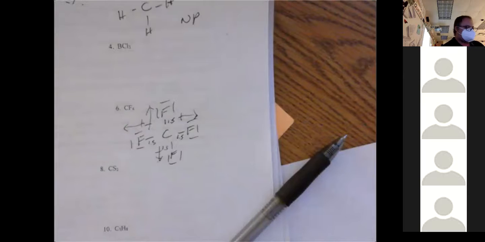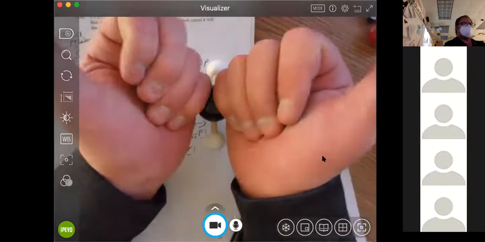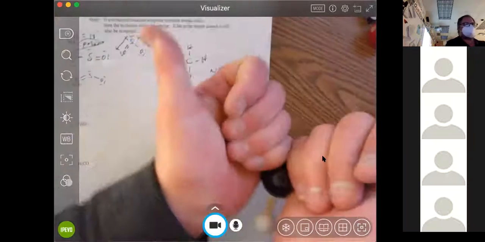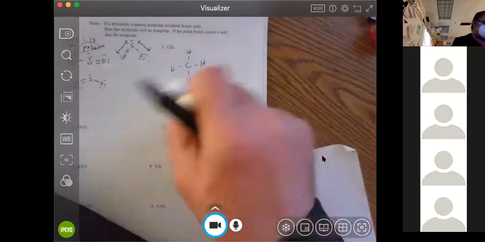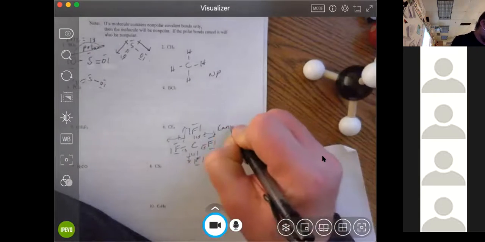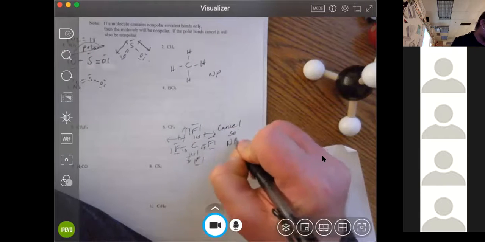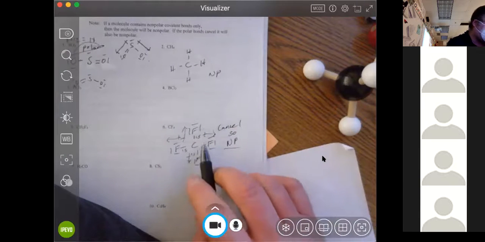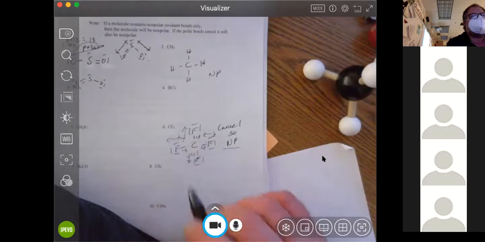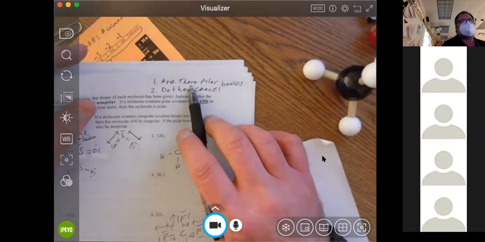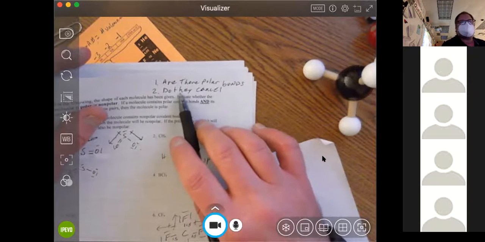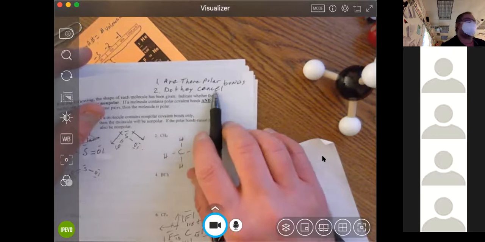So if they cancel out, let's take a look at what tetrahedral looks like. We have a pull this way. Let me zoom out a little bit real quick. We have a pull this way and this way and this way and this way. So those are all going to cancel each other out. And since they cancel each other out, it's non-polar. And keep in mind, when we do this, we have to look at every single bond in the molecule. If the molecule has polar bonds, it has the ability to be polar. If they don't cancel each other out, it's polar. If they do cancel each other out, it's non-polar.